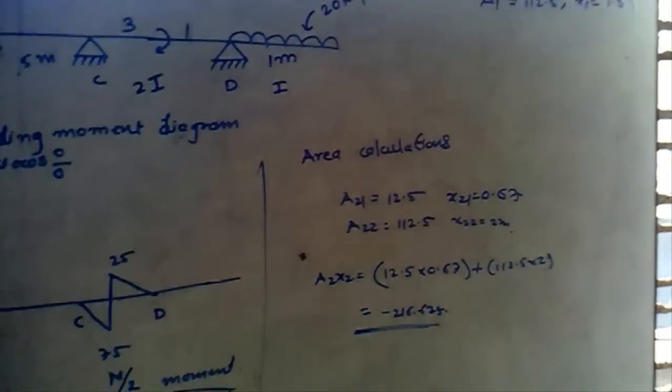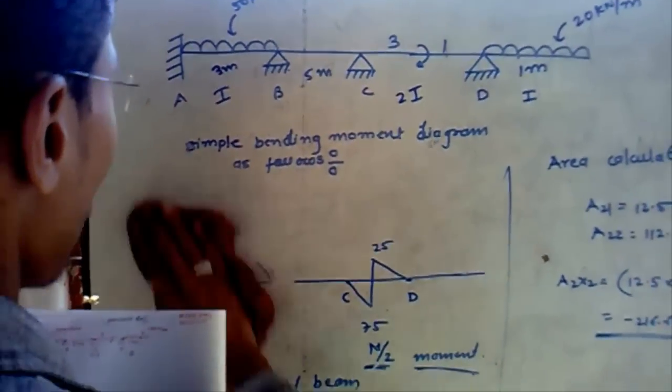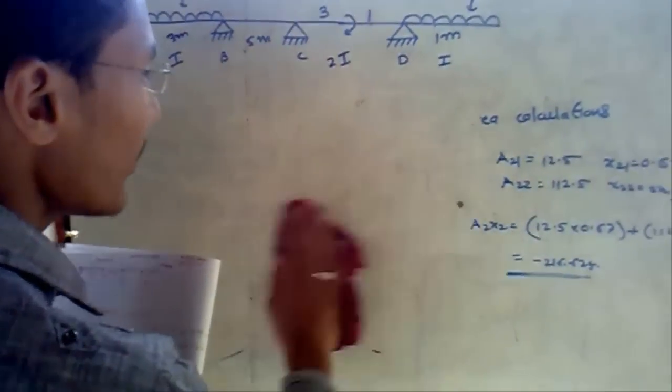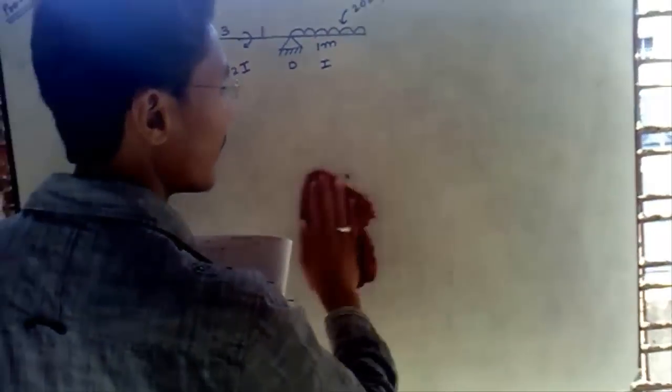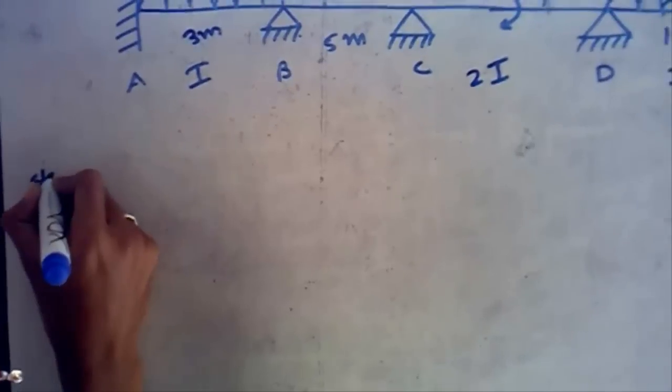Now, our step number 2, proceeding toward the calculation to apply the bending moment diagram. You know how to apply the three moment theorem in a fixed beam, so I will just write only the equation. You know the calculation. Okay, step number 2, the equation comes out like that.